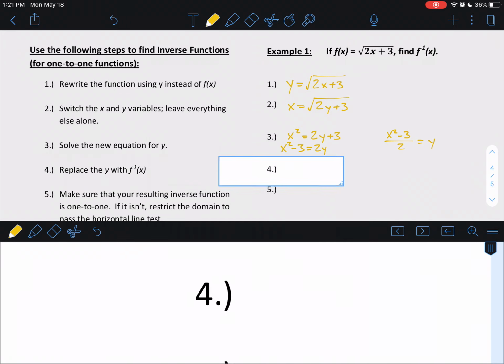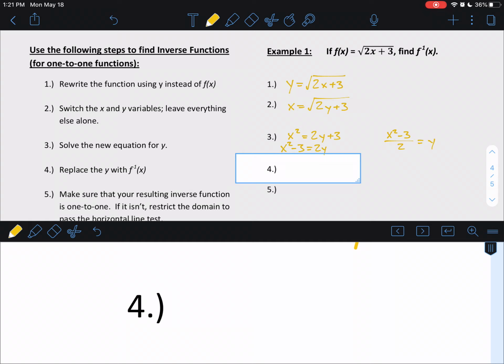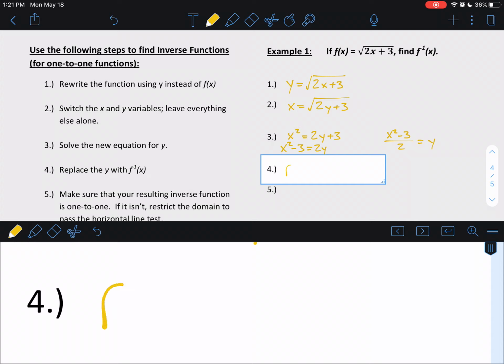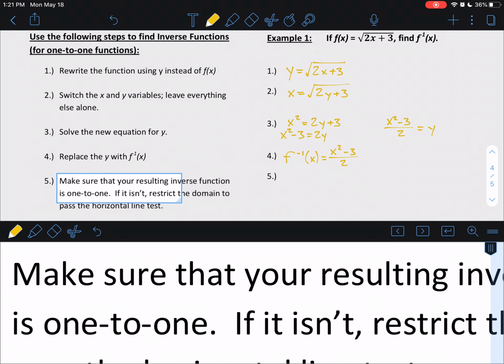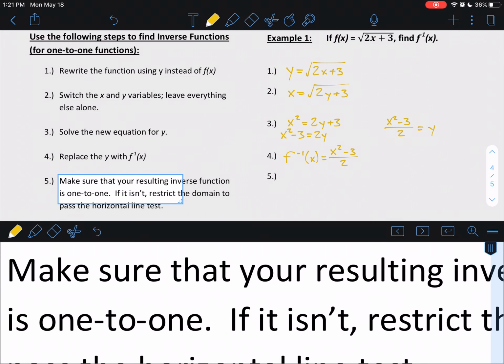So then step 4, replace y with f negative 1 of x. So what we're going to do is say f negative 1 of x equals x squared minus 3 over 2. That's all we got to do. And then make sure that your resulting inverse function is 1 to 1. If it isn't, restrict the domain to pass the horizontal line test.